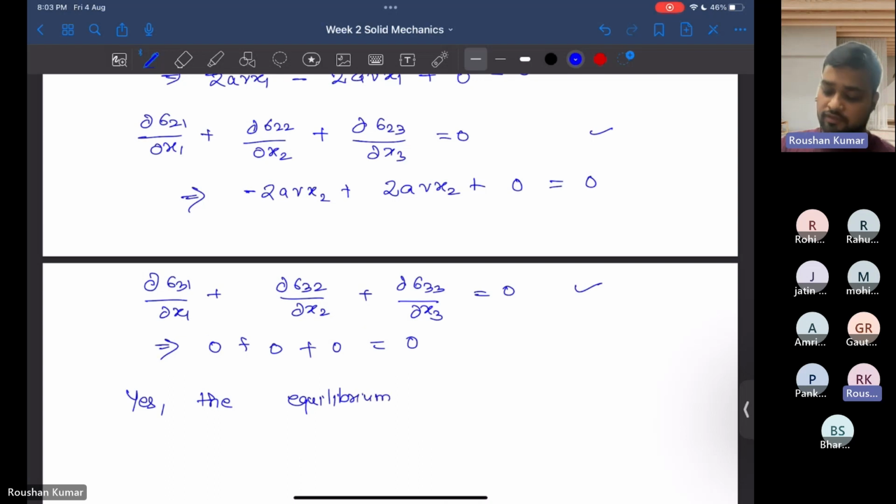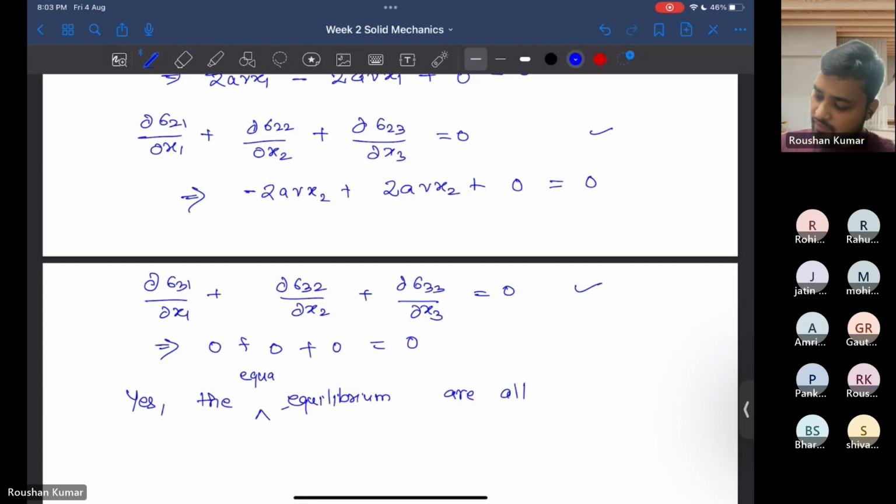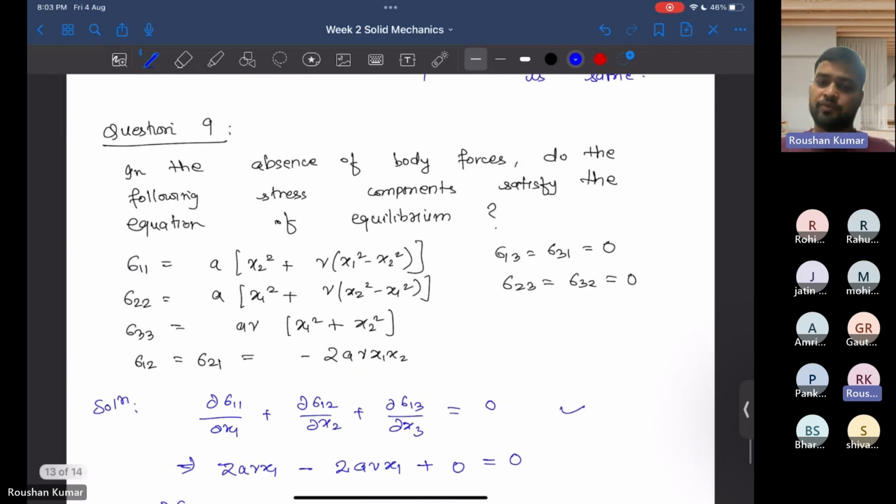So this type of question is asked in many competitive exams, whether the following stress components satisfy stress equilibrium or not. This is a very general question which is asked most of the time. So yes, the answer is yes, the equations of equilibrium are all satisfied. This is the last question of this session, that is question number 9.